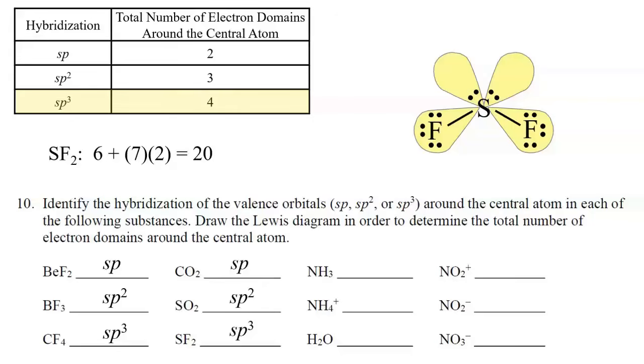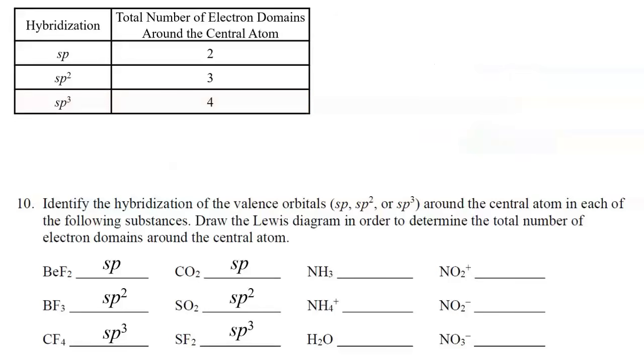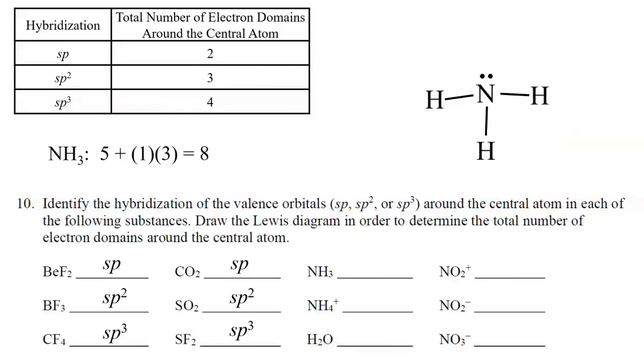All right, our next example is a molecule known as ammonia, NH3. 5 valence electrons for nitrogen, plus 1 for hydrogen, times 3. That's 8 valence electrons total. Nitrogen is going to form 3 single bonds, and there's going to be a lone pair of electrons on the central atom. So therefore, that's 3 bonding and 1 non-bonding domain. 4 electron domains around the central atom, sp3 hybridization.